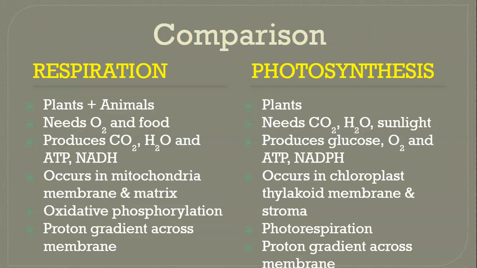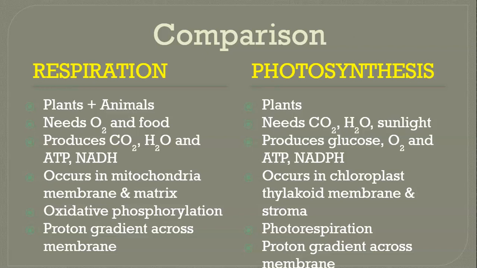Okay, so on the right, you can see some of the things that we talked about for photosynthesis. It occurs in plants. It can also occur in photosynthetic bacteria and other things. You need carbon dioxide, water, and sunlight. It makes glucose. It gives off oxygen.